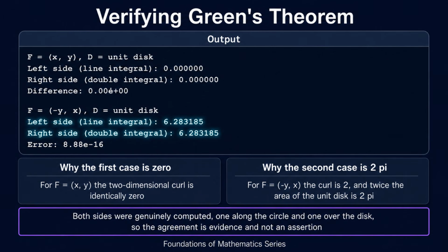Now the more interesting field, f equals (−y, x). Its curl is 2 everywhere, so the double integral is 2 times the area of the unit disk, which is 2π. The line integral around the circle gives 6.283185, and the double integral gives 6.283185, with an error of 8.88 times 10 to the minus 16. What makes this a real test is that both sides were genuinely computed, one along the circle and one over the disk, so the agreement is evidence rather than an assertion.